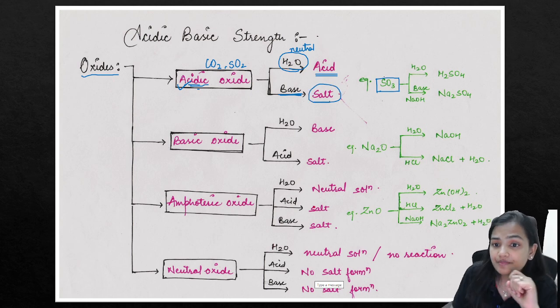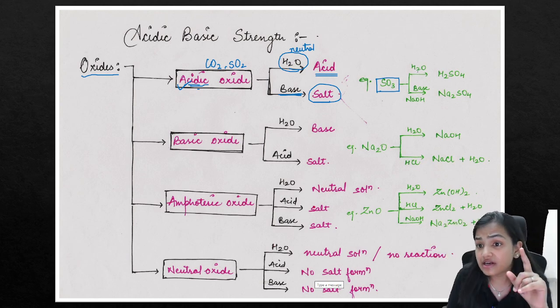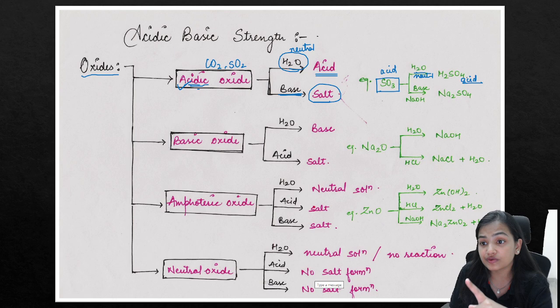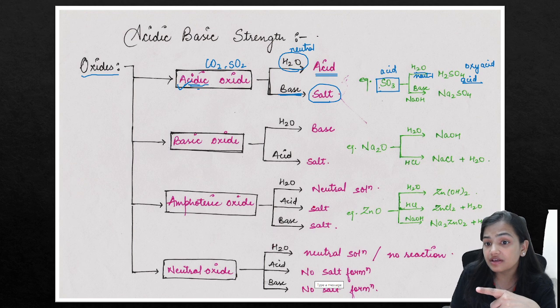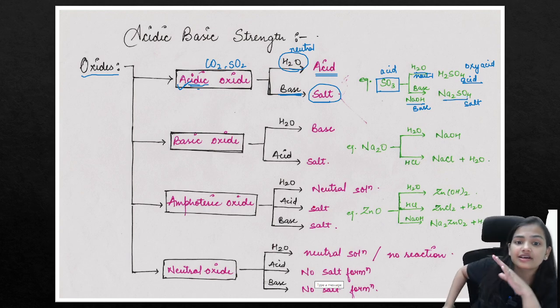Here is an example. We have SO3, sulfur trioxide. When this is put in water, which is neutral, if this is acid and this is neutral, they will form acid. So SO3 plus water will form H2SO4, which is an oxyacid. Now if you take this acid and a base, NaOH is a base, then acid and base react together and form a salt. SO3 and NaOH will combine together to form sodium sulfate. So you must have the basic idea.